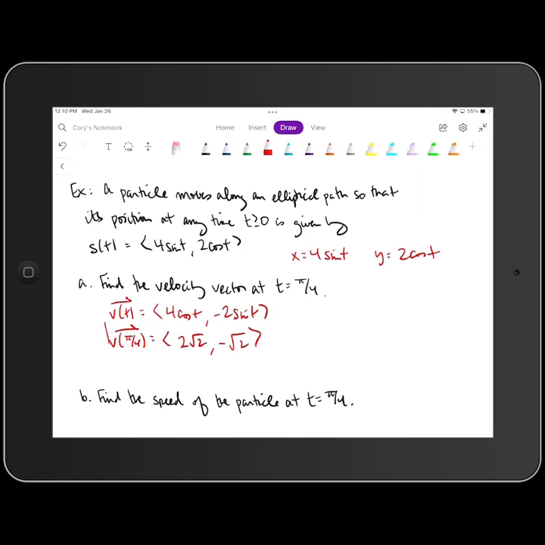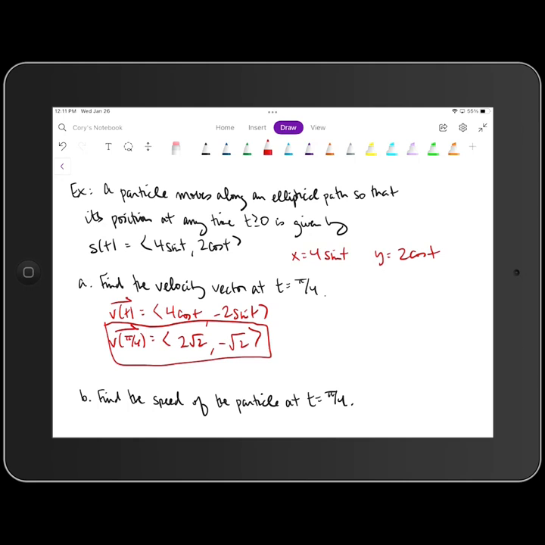Okay, so that right there is your velocity vector at that time. And that tells you in what direction your particle is moving at that particular instant of time t. If the first component is positive, that means the particle is moving to the right. If the second component is negative, that means the particle is moving down. So that particle is moving down and to the right.